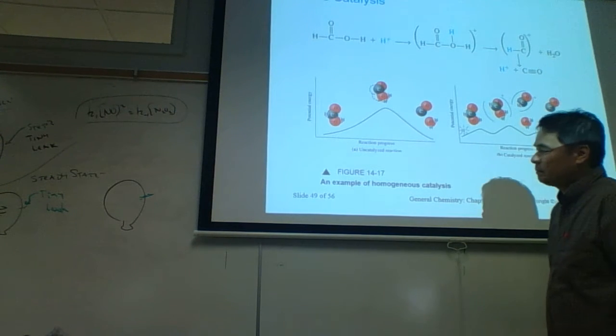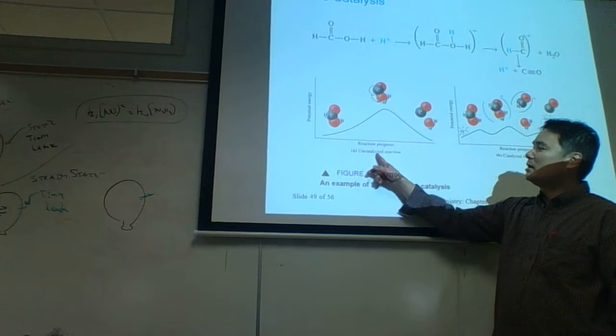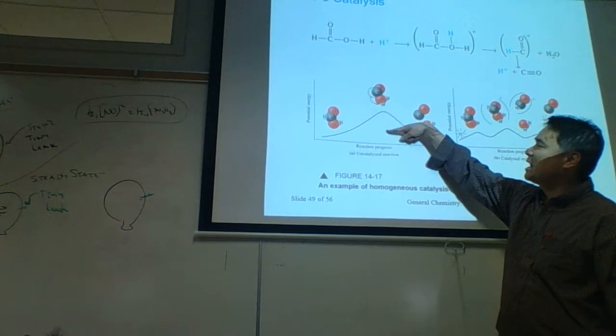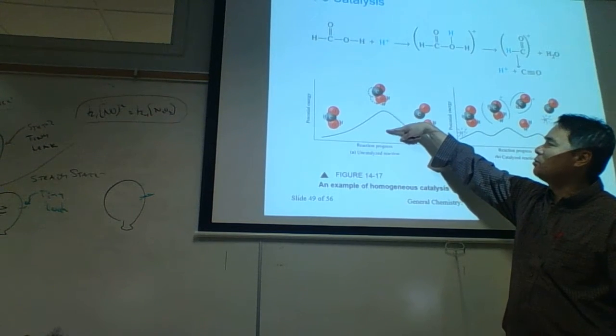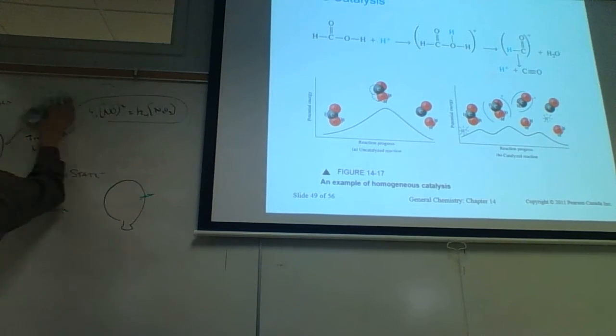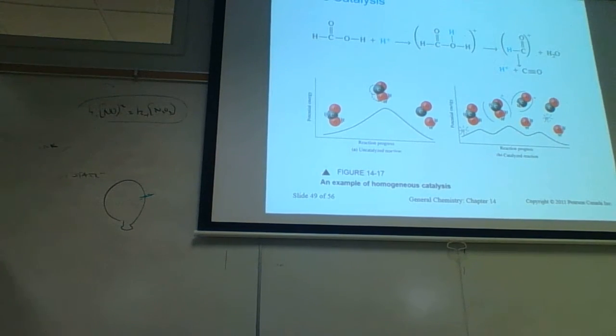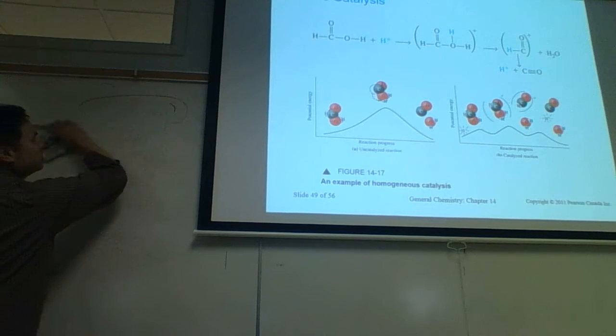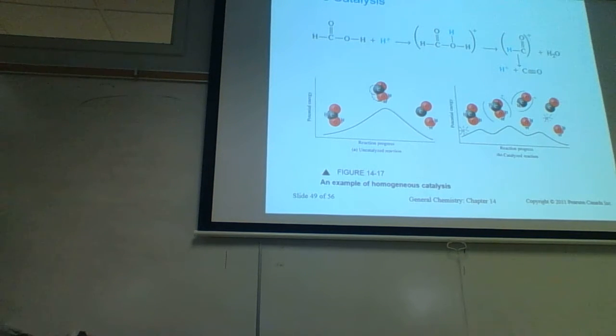Without acid, this is an uncatalyzed reaction. Without the acid catalyst, the activation barrier is quite huge here. We can see that because we'll look at the mechanism of the uncatalyzed reaction. And so if we have formic acid, the Lewis structure for formic acid is something like this.